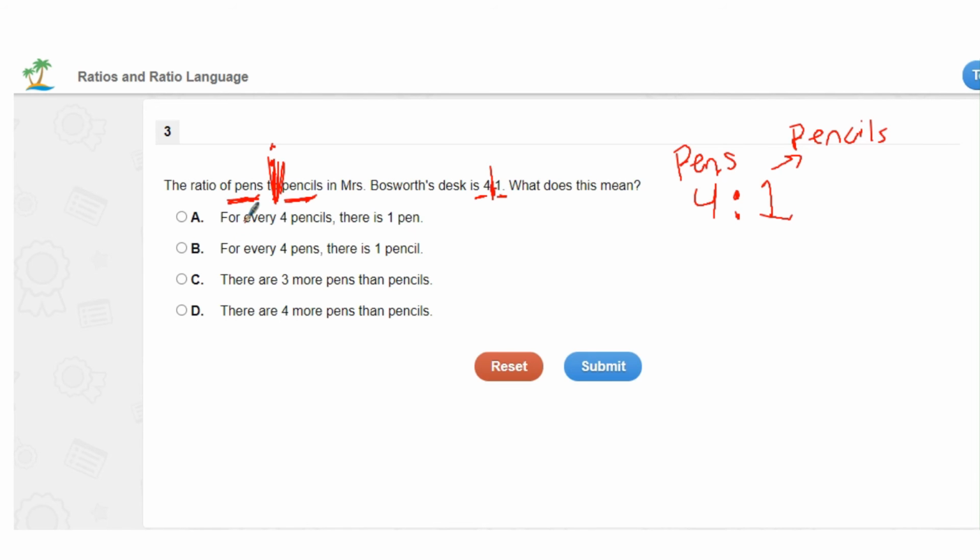So let's go ahead and read for every 4. It says for every 4 pencils. It's supposed to say for every 4 pens, so we're going to eliminate that one and move to the next one. For every 4 pens, there is 1 pencil. There's our answer right there.